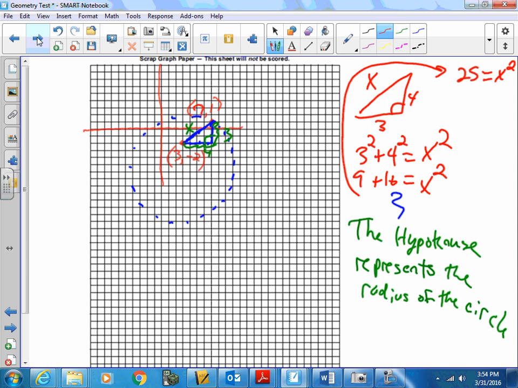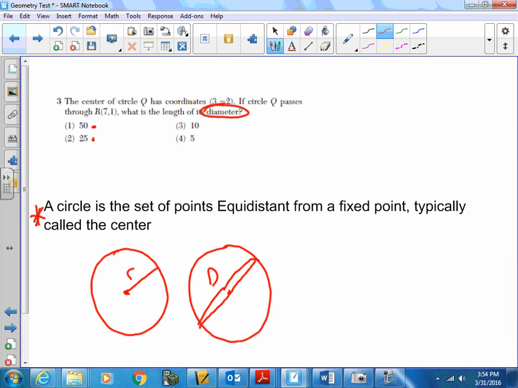Our x is going to equal 5 because you have to take the square root, remember? So x is equal to 5. Now again, tricky. They give you 5, but remember they're not asking you for the radius, they're asking for the diameter. So your answer is going to be 10.